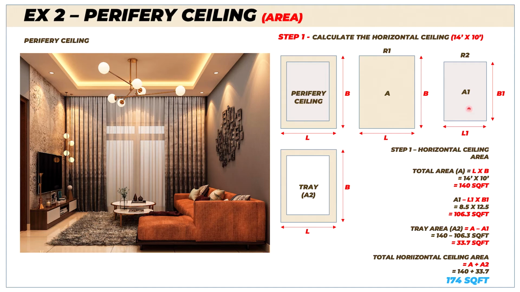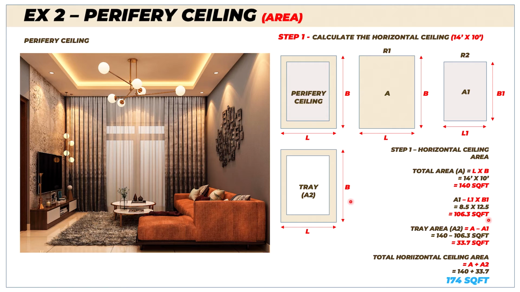Similarly, we will calculate the area of A1. Now this is your internal area. This would be L1 into B1 as I have marked here. This is L1 and this is B1. So total area for this would be 8.5 into 12.5. Now let's say the width of this patta is 1.5, so I have subtracted this from your 14 feet and 10 feet. A1 would be 8.5 into 12.5. So the total area for this would be 106.3 square feet.